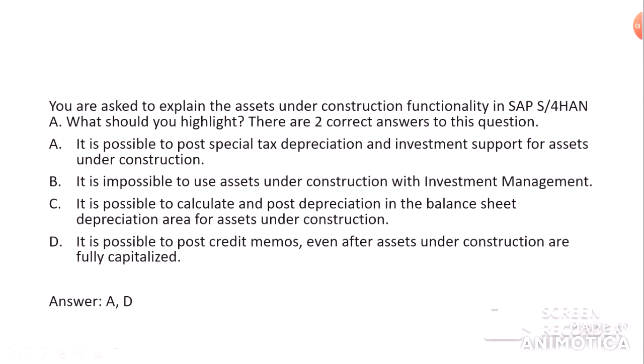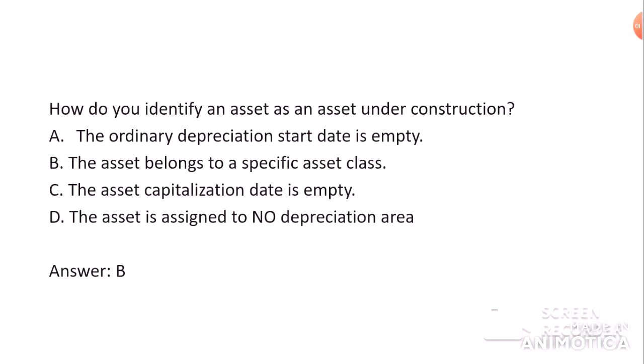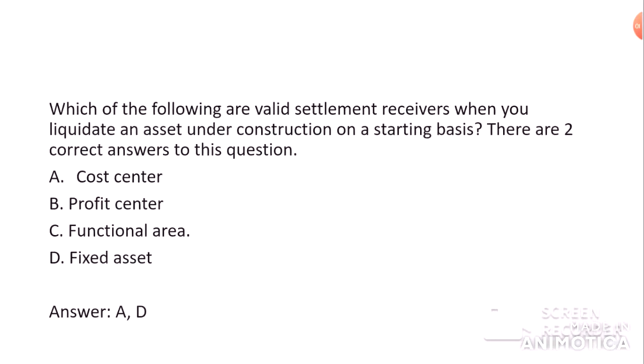How do you identify an asset as an asset under construction? So we will identify it: the asset belongs to a specific asset class. So which of the following are valid settlement receivers? Just now we saw it is fixed asset and the cost center, A and D. So with this we completed the certification questions and part 3 of asset accounting.